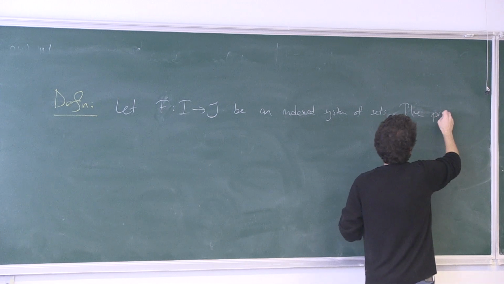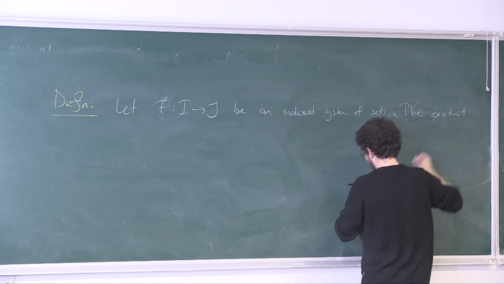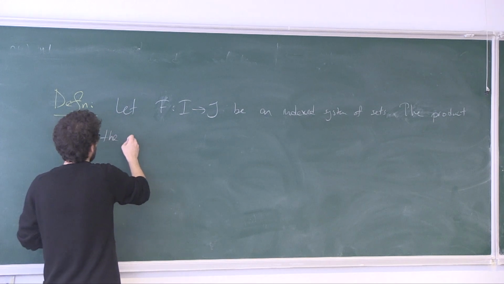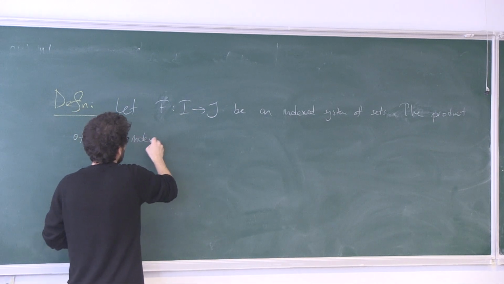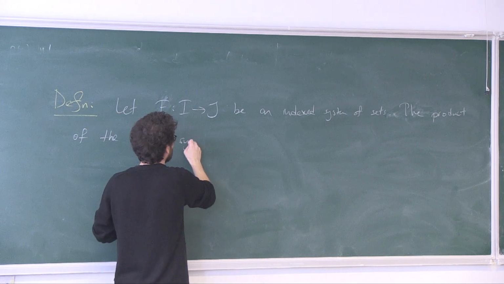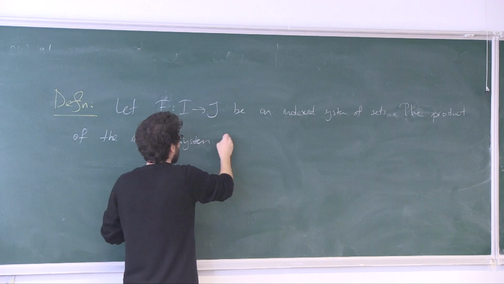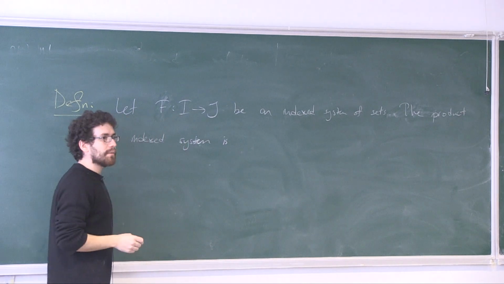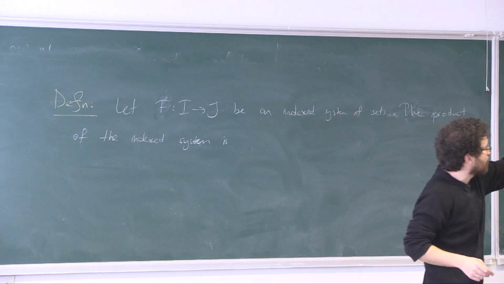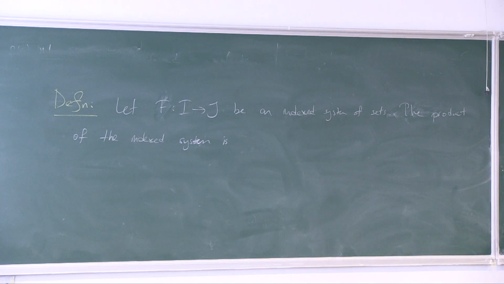The product of the indexed system is, now I'm going to define the product of all these sets. How am I going to do that?